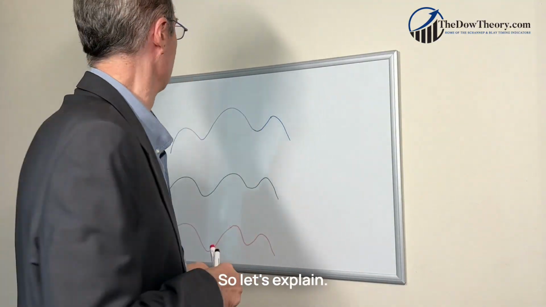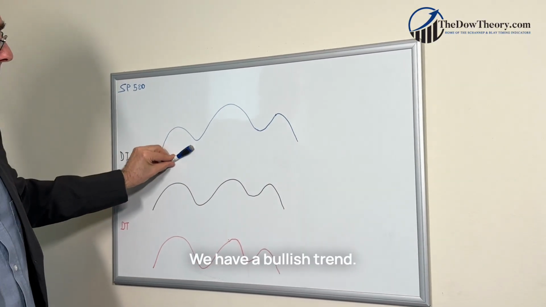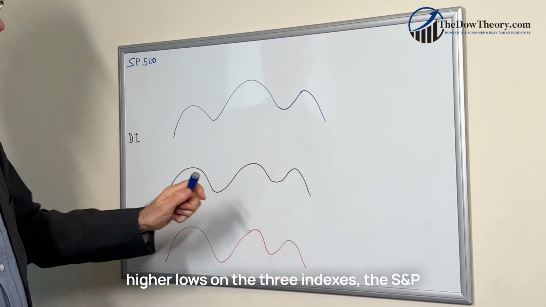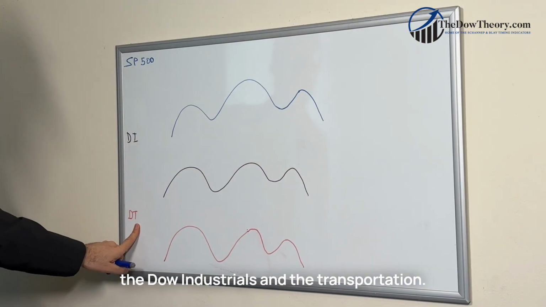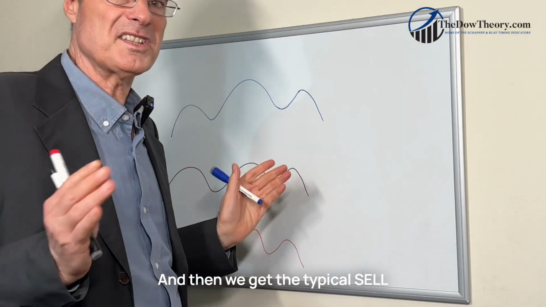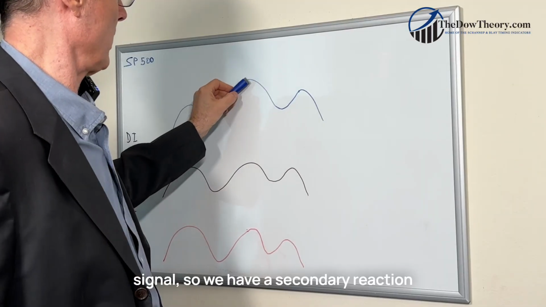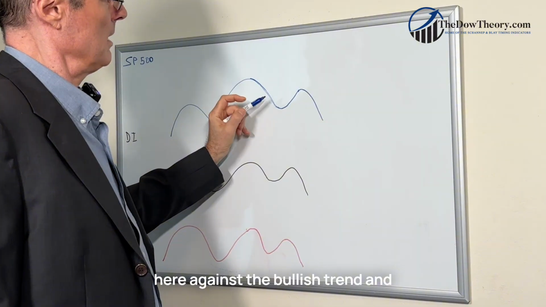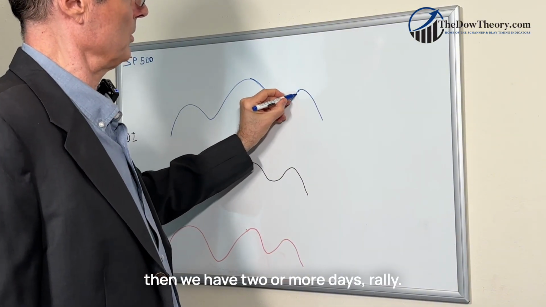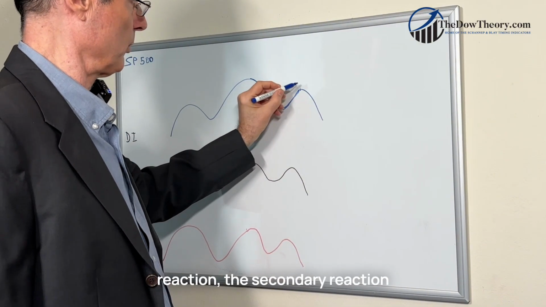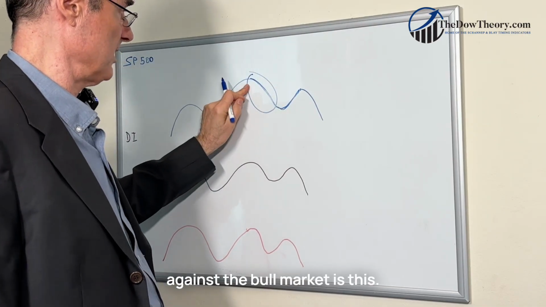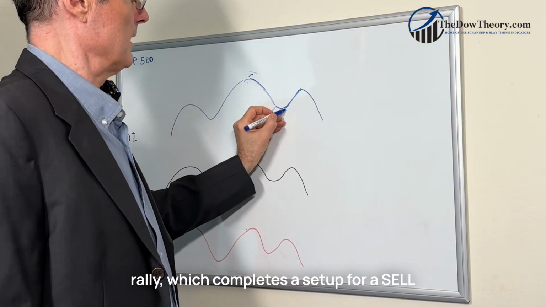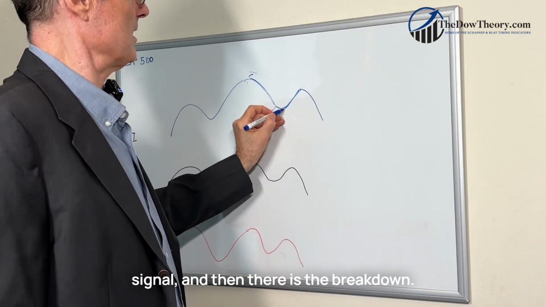So let's explain. Look. We have a bullish trend, the market is going up, as you can see, higher highs, higher lows, higher highs, higher lows on the three indexes, the S&P, the Dow Industrials, and the transportation, and then we get the typical sell signal. So we have a secondary reaction here against the bullish trend, and then we have 2 or more days rally. Remember, this is not a secondary reaction. The secondary reaction against the bull market is this. And then you get the 2 or more days rally, which completes the setup for a sell signal.